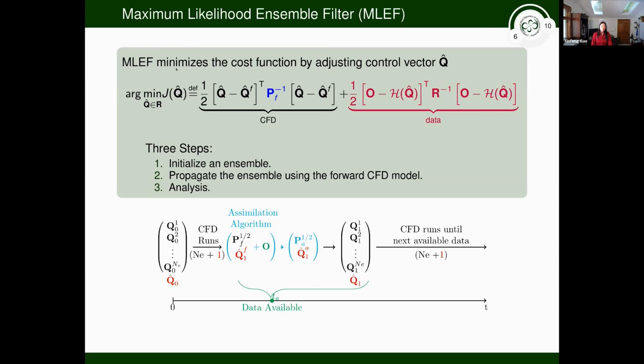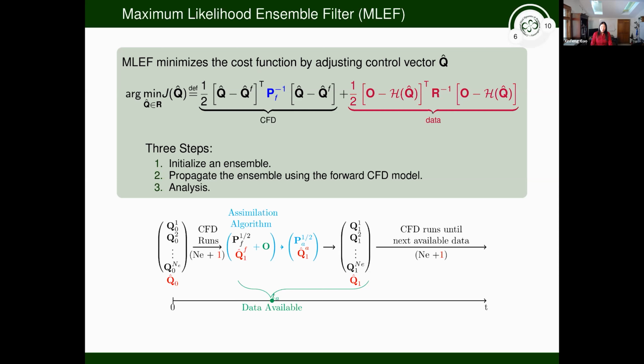So MLEF minimizes the cost function by adjusting your control vector. So this is your cost function. This cost function is derived based on the Gaussian distribution. On the right-hand side, you have two big terms. So this is your CFD model, which of course can be a finite element or any numerical prediction. So this is the predicted data, and this is your observation, or your high resolution simulation data, or experiment data.